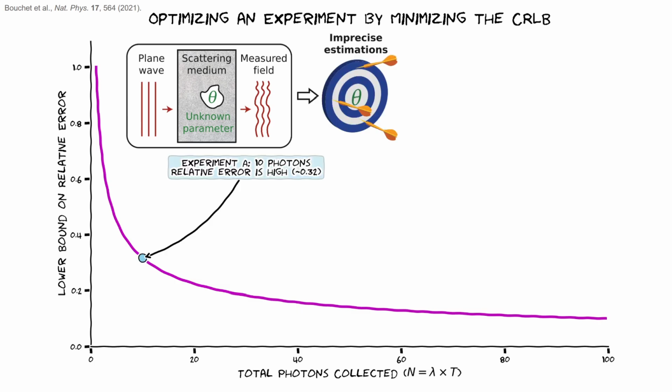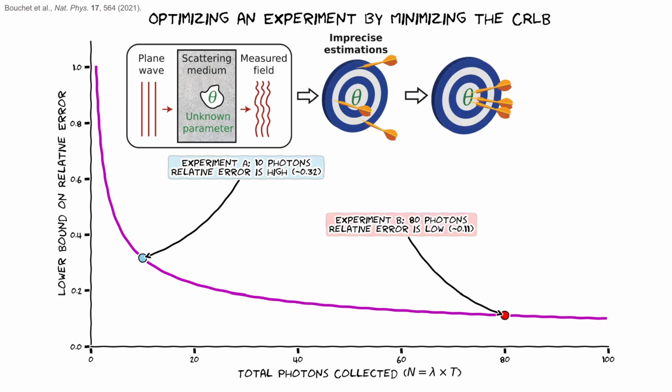Experiment A uses only 10 photons. The theory tells us our relative error will be high, around 32%. This may be too imprecise for our needs. But what if we could do even better? This is where the story gets really interesting.